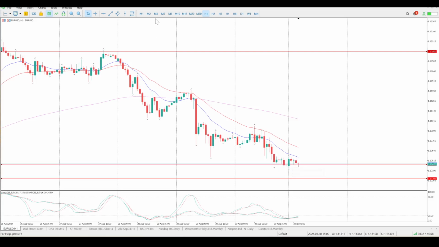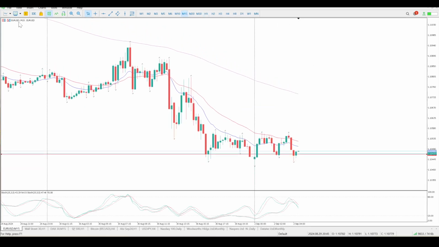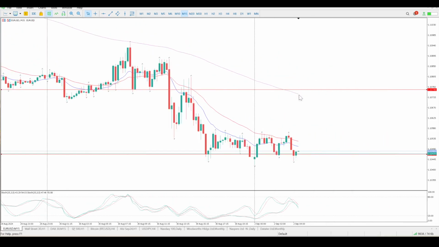And I would prefer on the 15 minutes for us to recapture the 150 EMA, which at this stage looks like a break above 110.750. That is probably the most logical setup at the moment.